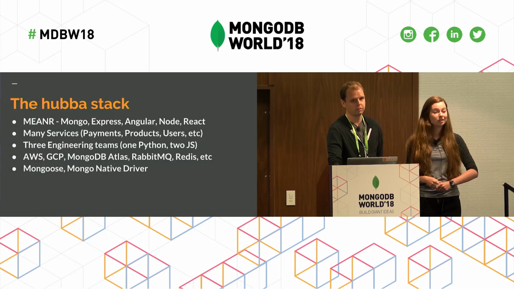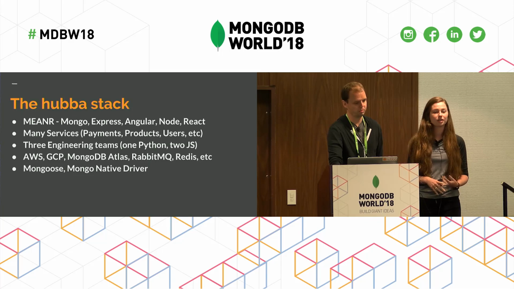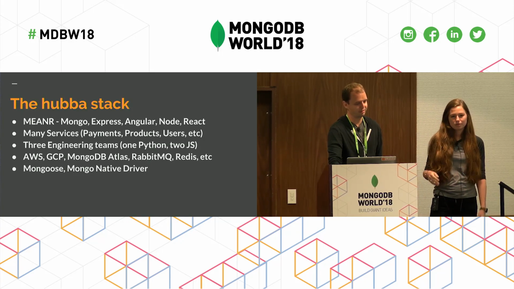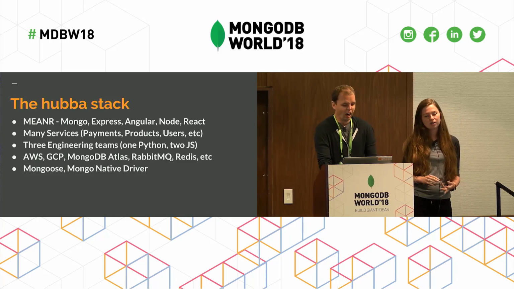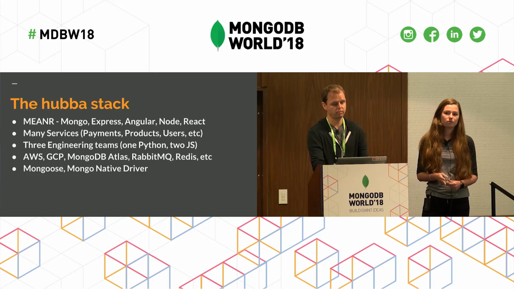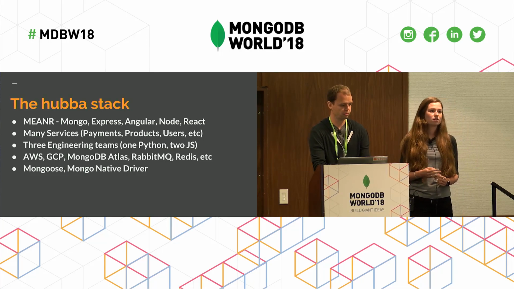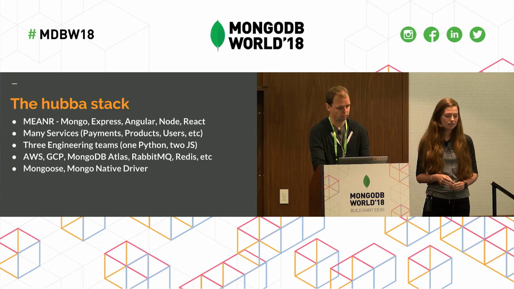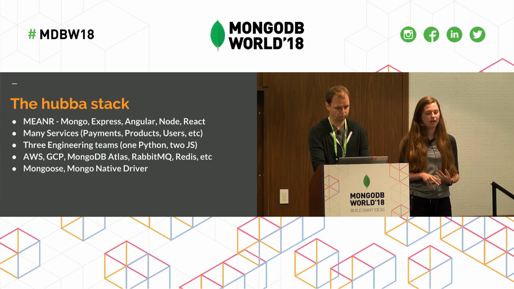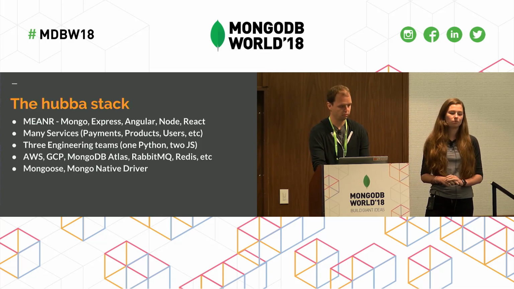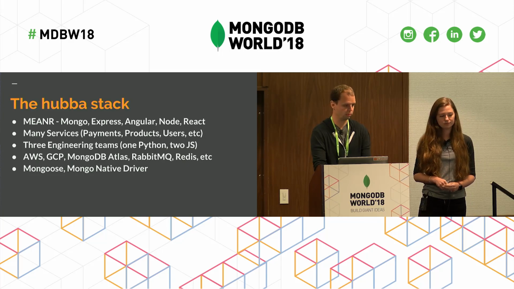Currently, our stack is MEANer. So we started with Mongo, Express, Angular, and Node, and we recently introduced React. We have a lot of different microservices. So payments is one, products, users, things like that. We have 3 engineering teams. 2 are JavaScript on the front and back, and 1 is our Python team, and that's mostly business development, business tech. We use AWS, Google Cloud Platform, MongoDB Atlas, of course, RabbitMQ, Redis. Our ORM is Mongoose, and we use Mongo native driver as well.